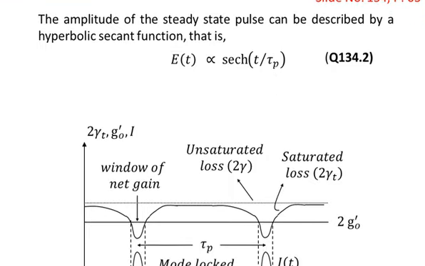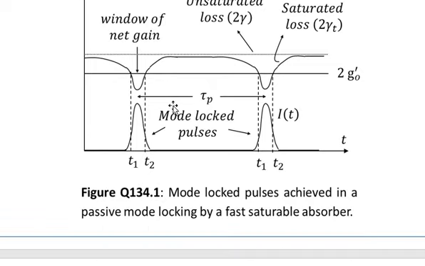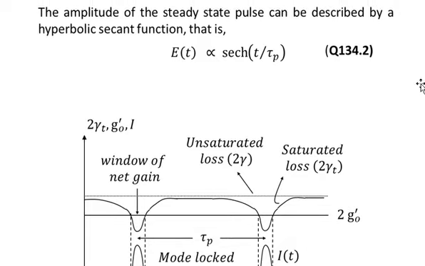So here you can see that tau p is the pulse repetition time, because once this pulse passes, the other pulse after completing one round trip of the cavity will again be presented to the absorber. So this is the repetition. Repetition will occur by the time tau p. So if you want to find out the amplitude of these pulses, the amplitude is given by this expression as given in equation number 2.